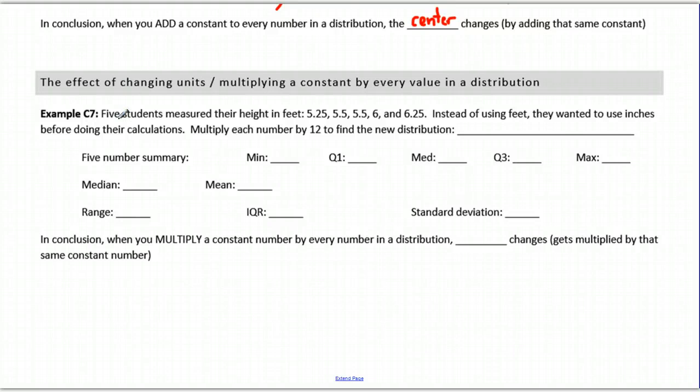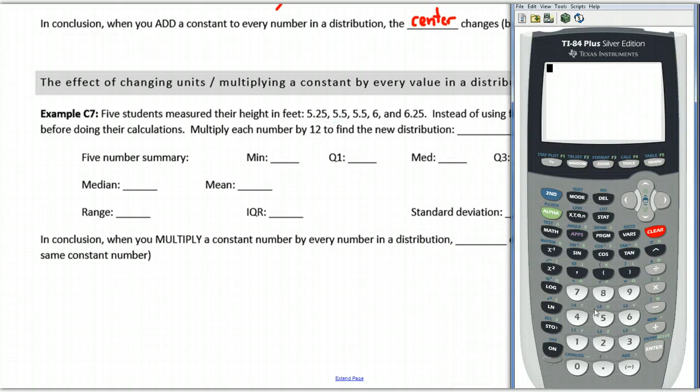Last problem here in section C. We have those 5 students that measured their height again. Instead of using feet, they wanted to use inches before doing their calculations. So what we're going to do is multiply every one of these numbers by 12 so that we can turn all these feet into inches.